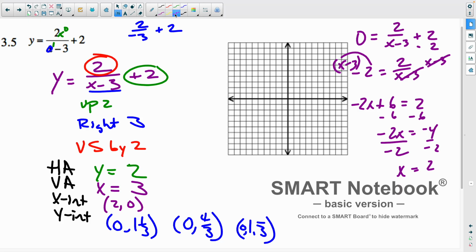So, y equals 2. X equals 3. And I have 0, 1 1/3, and 2, 0. There's where that goes. And when I'm graphing in transformational form, they're in opposite quadrants. Okay? All right.